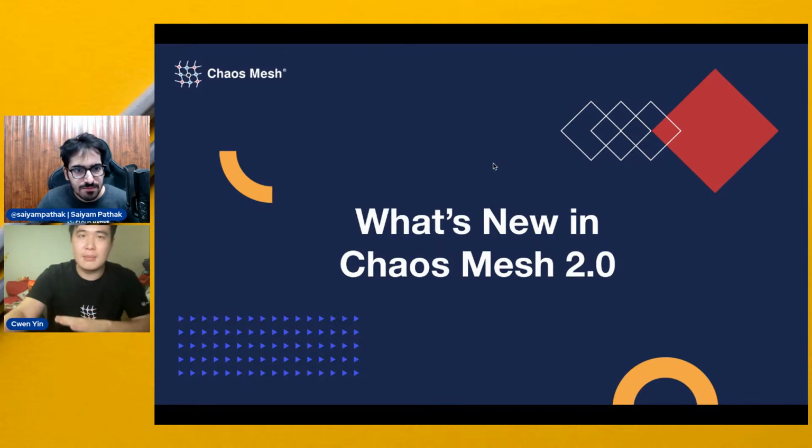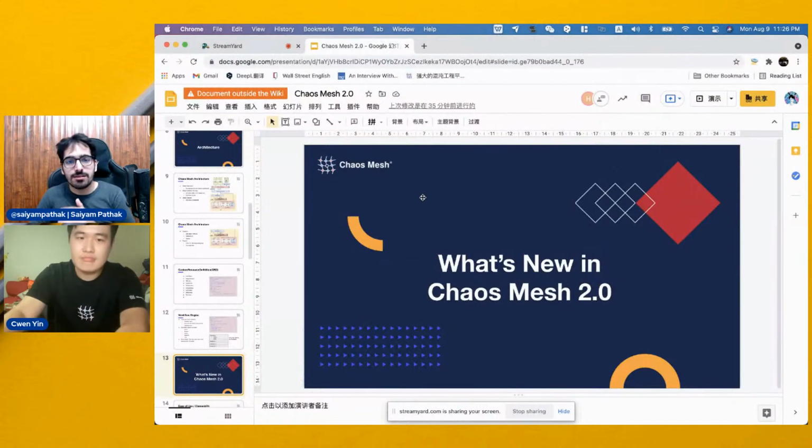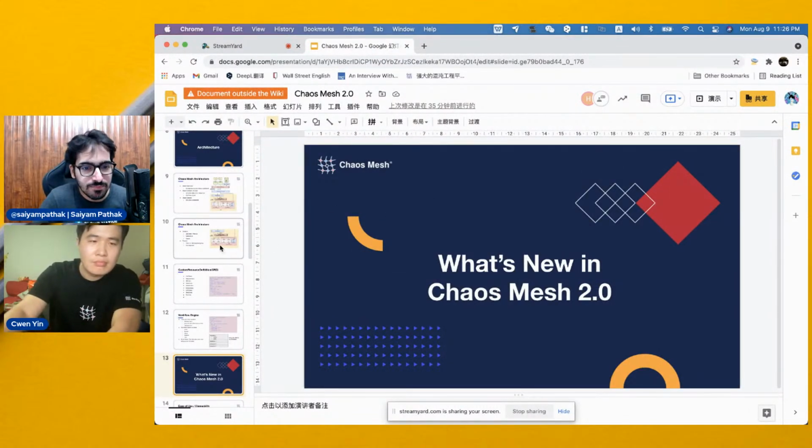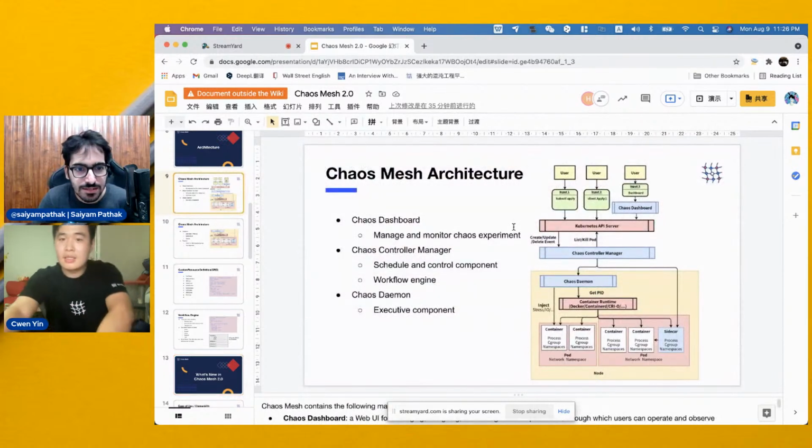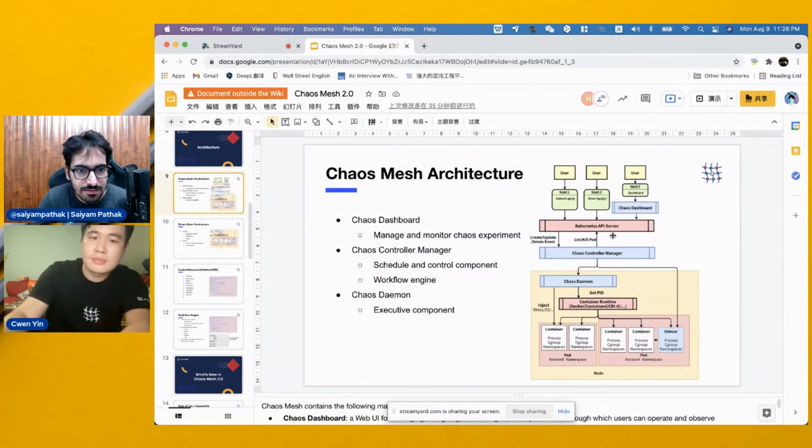Okay. Next. Maybe... Yeah. Just one thing before we dive into Chaos Mesh 2.0. Can you go to the architecture diagram? Oh, this? Yep, this one. Can you click there? Yeah. So can you zoom in? I mean, can you put on the presentation mode?